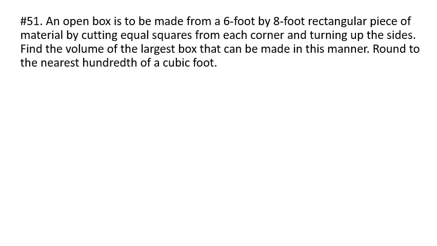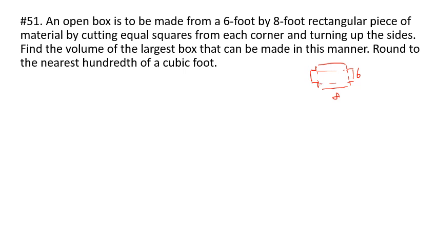Practice number 51. An open box is made from a 6 foot by 8 foot rectangular piece of material by cutting equal squares from each corner and turning up the sides. Find the volume of the largest box. Okay, here we go. So this is 6 and 8. We cut out a square from each corner, so it looks like this, and turn up the sides.